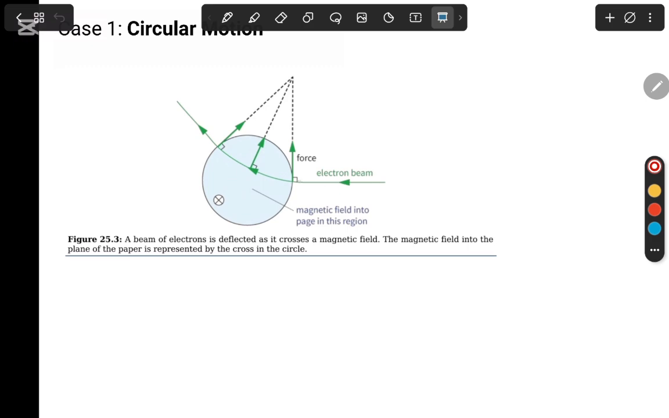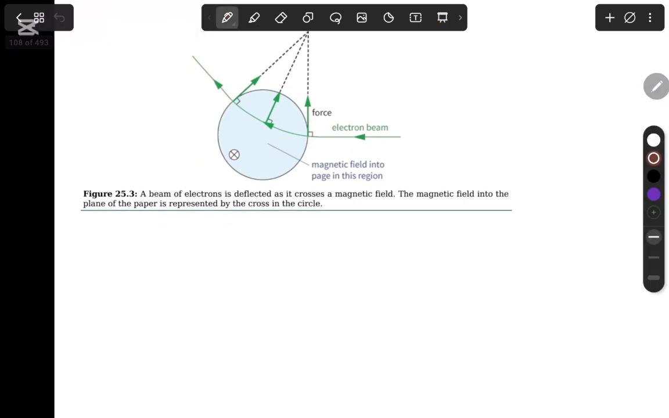And we can see that the angle between the velocity of the electron beam and the force is 90 degrees. They're perpendicular to each other, the force and the velocity. And this type of property we can see exhibited in circular motion. When an object is moving in a circular path, the force and the velocity form a 90-degree angle. They're perpendicular to each other.